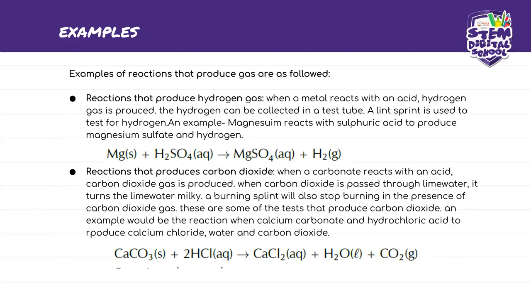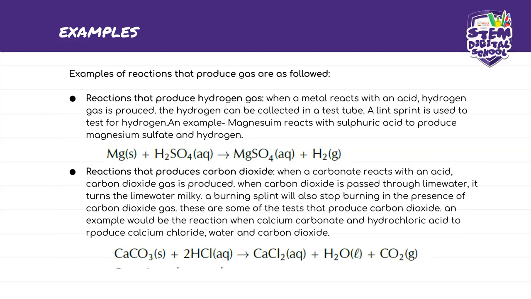Okay, so we've got another example, which is reactions that produce carbon dioxide. When a carbonate reacts with an acid, carbon dioxide gas is produced. When carbon dioxide is passed through lime water, it turns the lime water milky. A burning splint will also stop burning in the presence of carbon dioxide. These are some of the tests for carbon dioxide.